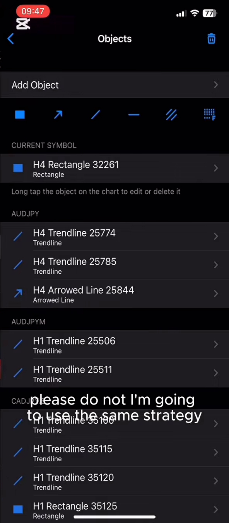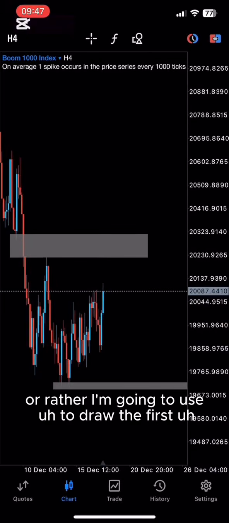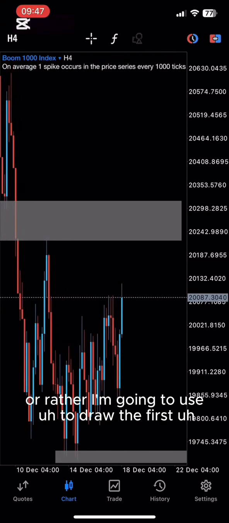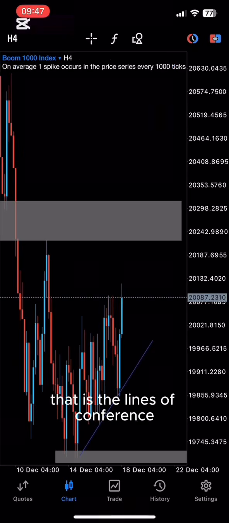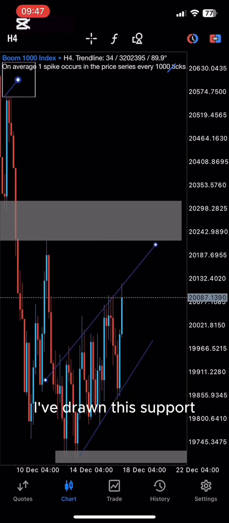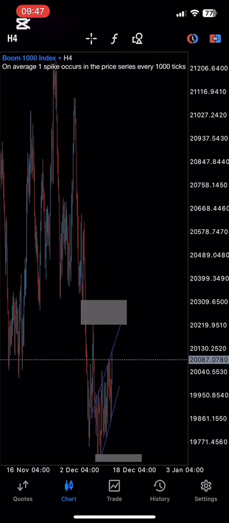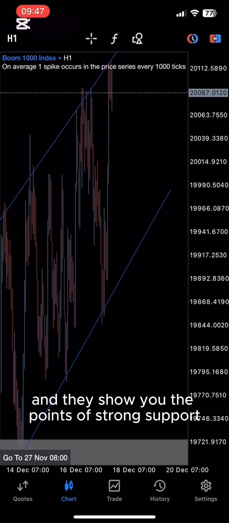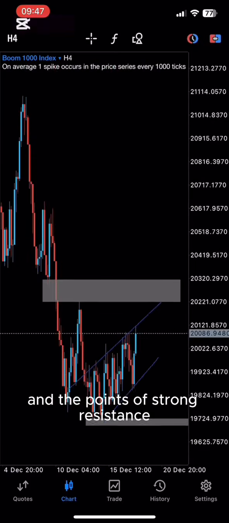I'm going to use the same strategy, that is the fair value gap, or rather I'm going to draw the first things that I always do. That is the lines of confluence, that is the support. As you can see, I've drawn this support and now I'm drawing this resistance. So these two lines are very important because they show you the direction of the market, and they show you the points of strong support and the points of strong resistance.